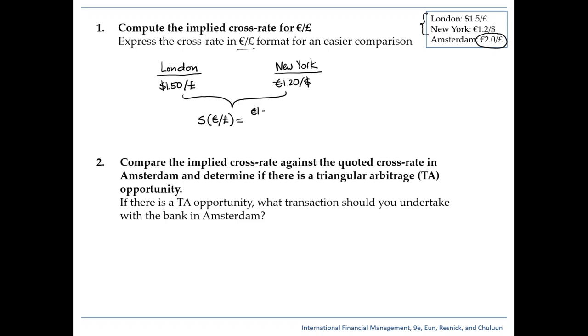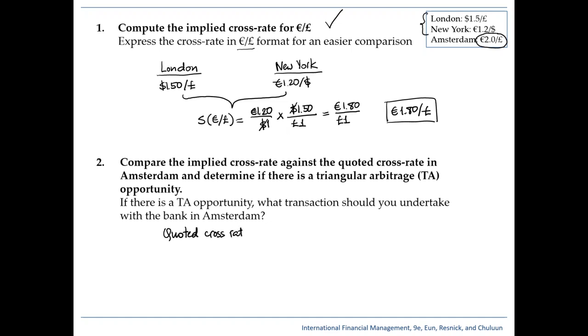So we are going to use the rate in New York, which says 1.2 euros per dollar, and we are going to multiply that by the rate in London, which says $1.5 per 1 pound. So the dollar signs will cancel each other out, and we will get a cross rate of 1.8 euros per pound. Or you can write it as such. It doesn't really matter; it's more a matter of preference. So we have our implied cross rate. It's 1.8 euros per pound. So we have completed the first step. The second step is going to be comparing the implied against the quoted. So we know our quoted cross rate.